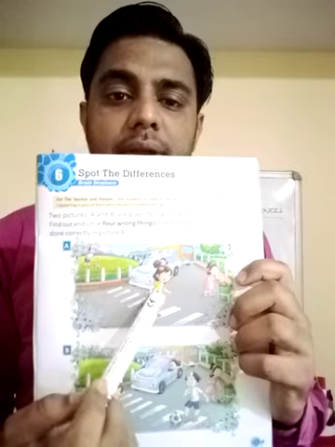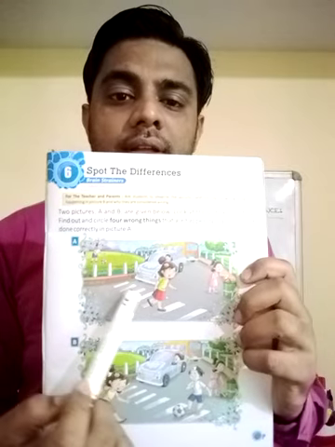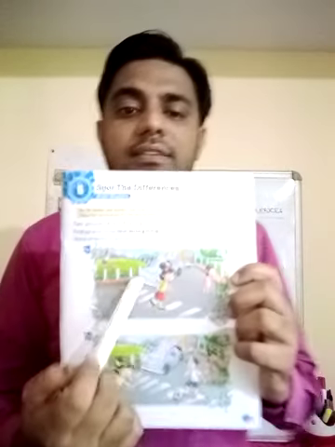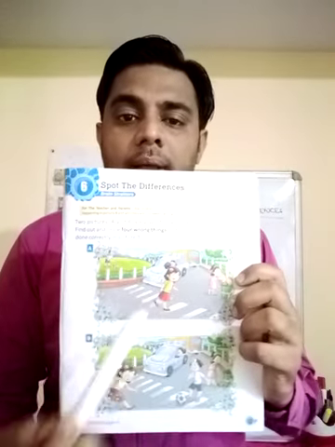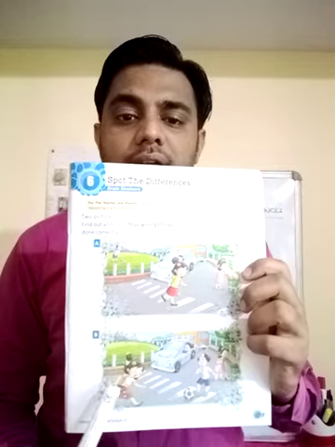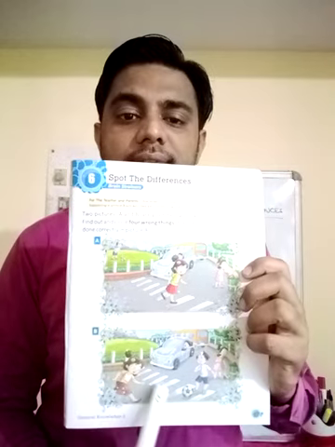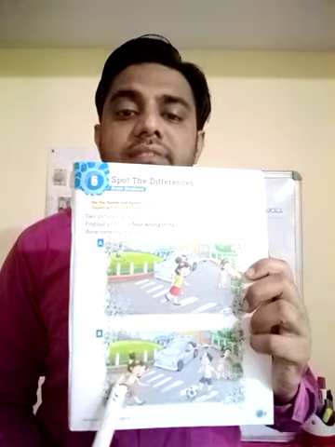If you look at the pictures, the very first difference that you are going to find is that this particular girl is using this white striped line on the road to cross it, right? This is known as zebra crossing. But the same girl, if you look at her in picture B, is not using the zebra crossing. Instead, she is running on the road.